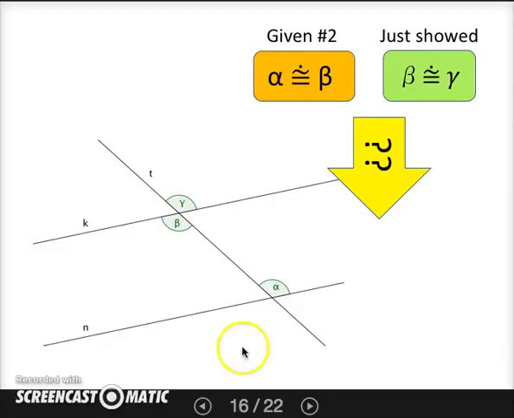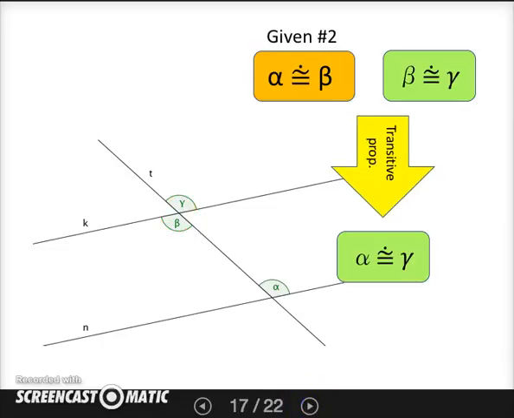Okay, let's take our second given, which is that angle alpha is congruent to angle beta. We just showed in the last slide that angle beta was congruent to angle gamma. So what postulate or rule could we use, and what could we deduce from that? Well, what I notice here is that we can apply the transitive property. Alpha is congruent to beta, beta is congruent to gamma. Therefore, by the transitive property, alpha must be congruent to gamma. So let's mark that on our diagram. Alpha is congruent to gamma.